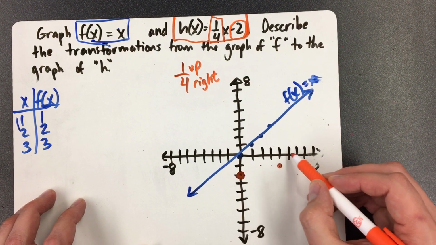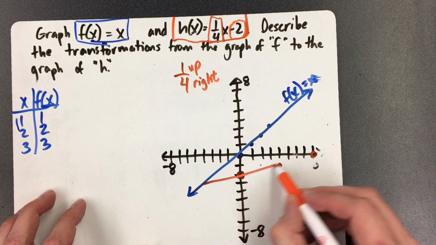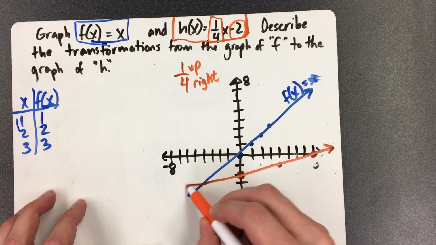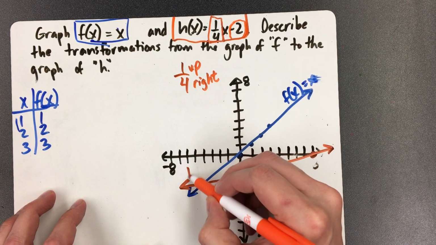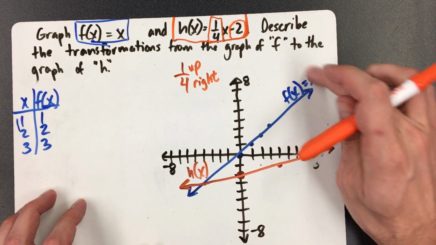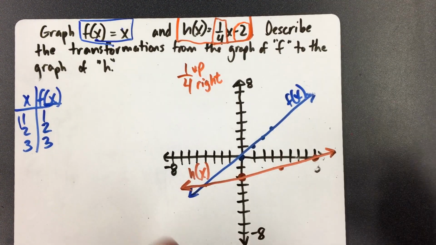Do it one more time. Up 1, 4 to the right, 1, 2, 3, 4. Boom, I have them both graphed. That took me a little bit more time than it would have if I was not having to talk about it. This is the h of x. Whoops, I already smeared that. I could actually write the whole equation, but I'm not going to, just to save time.